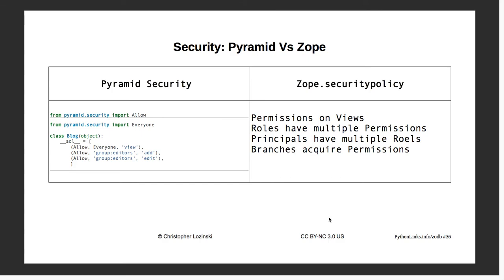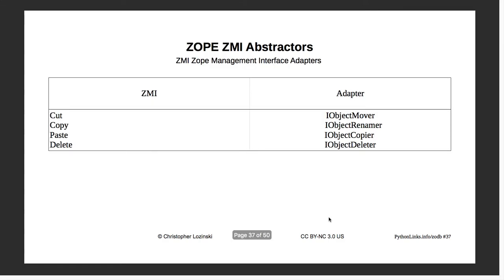Different branches of the tree can set who's allowed to do which permissions, which roles are allowed to do which permissions. So here we have a much higher level abstraction, and of course Pyramid does the greater performance solution.